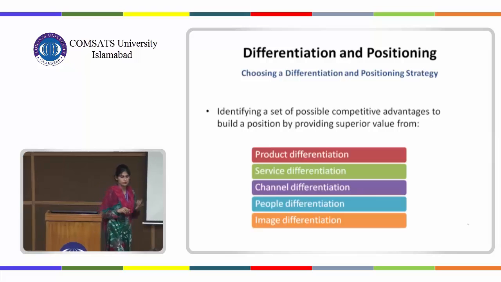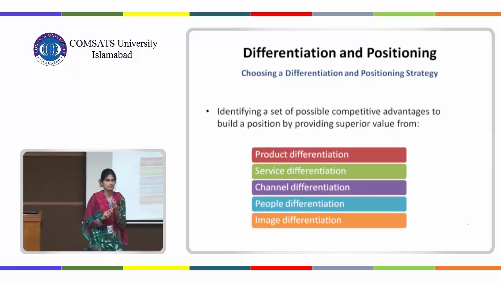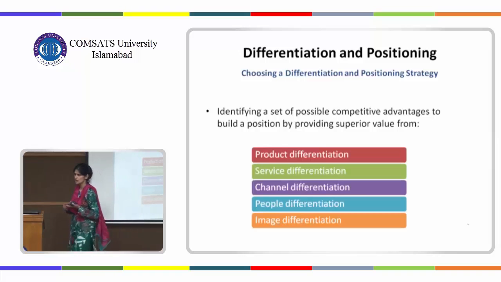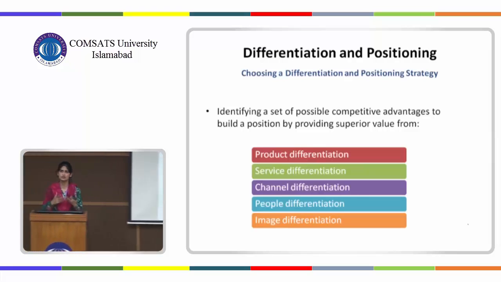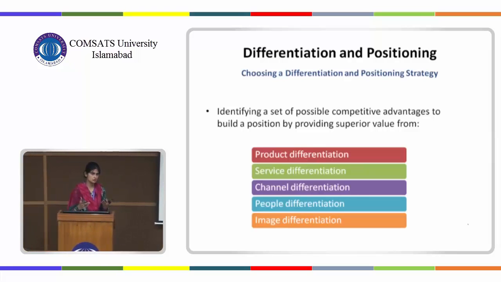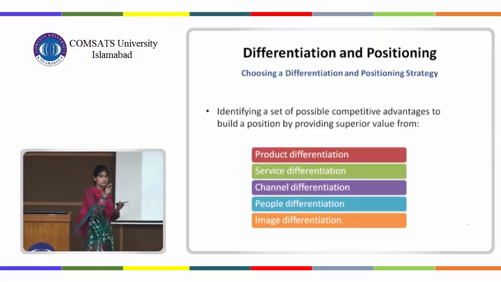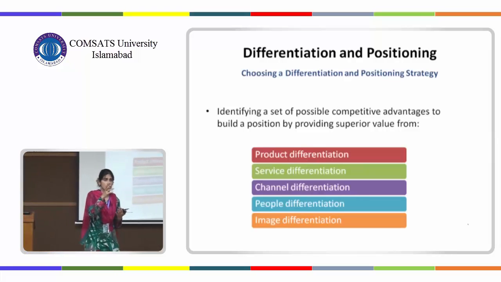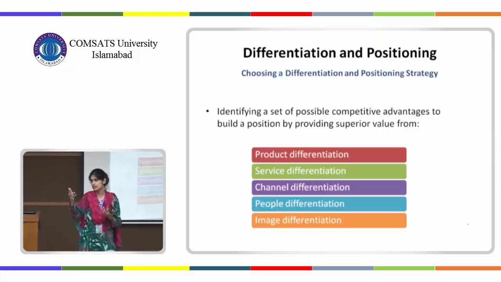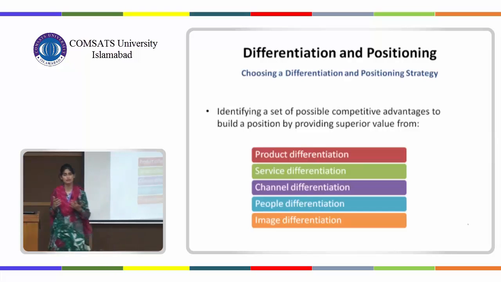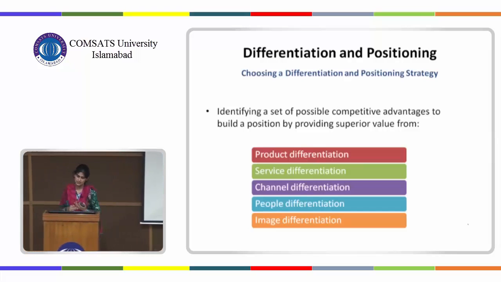Then differentiation could be based on your product. You could have a very superior product. You could have very superior service that you could provide. You could have a very superior channel of differentiation. We did the example of Dell here. Then you could have people differentiation. The people working for you are extremely nice, or their customer care is extremely special. So that could be one advantage that you might have over your competitor.